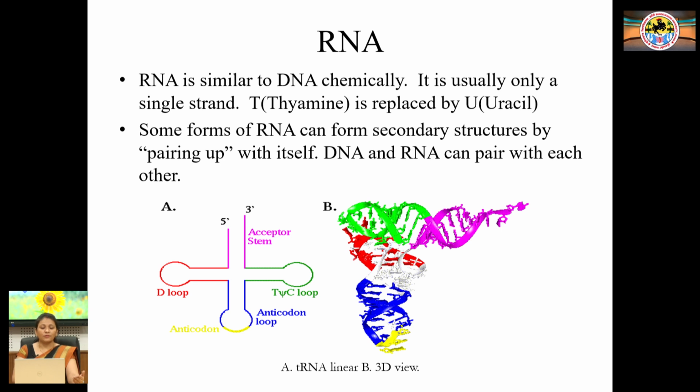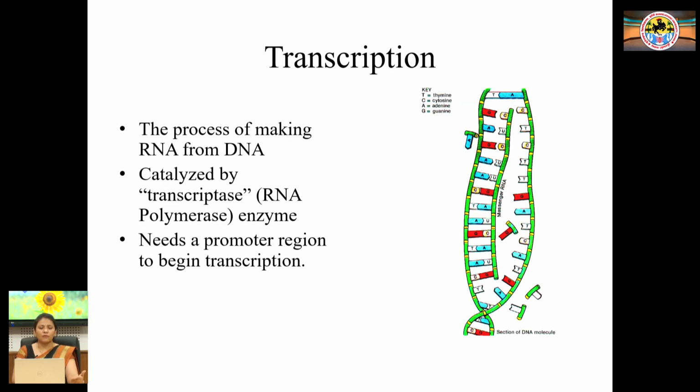So, if you are talking about the structure of DNA and RNA, RNA is a little bit different from the DNA in the structural form. It is single stranded, but many times it pairs with itself and forms some loops and stems. This stem loop structure is the secondary structure of the RNA, in which the D loop, T-psi loop and anticodon loop are present. So, how is it formed? It is formed from the DNA by the transcription process.